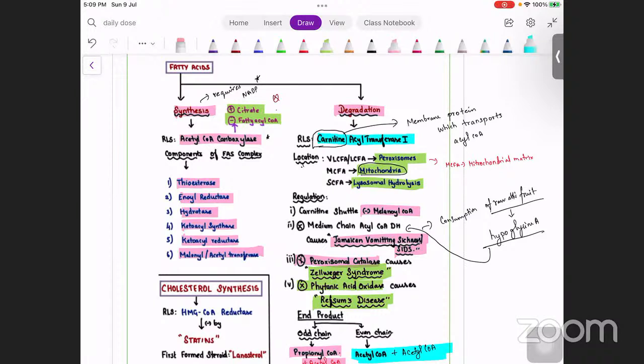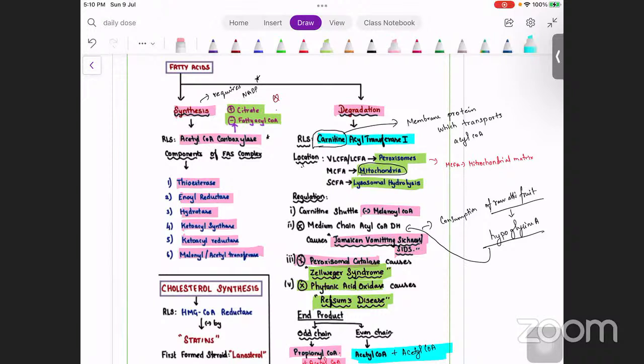Then degradation: the rate limiting enzyme is carnitine acyl transferase 1, CAT1 or CPT1, while the membrane protein which transports acyl-CoA is carnitine. Location: very long chain, peroxisome; medium chain, mitochondria; short chain, lysosomal hydrolysis. And regulation: carnitine shuttle is inhibited by malonyl-CoA. Impairment of medium chain acyl-CoA dehydrogenase could result either from consumption of ackee fruit, which results in Jamaican vomiting sickness, or from SIDS, sudden infant death syndrome.